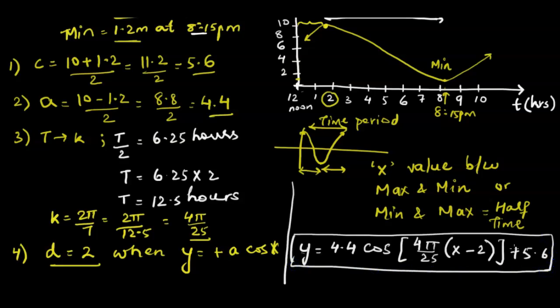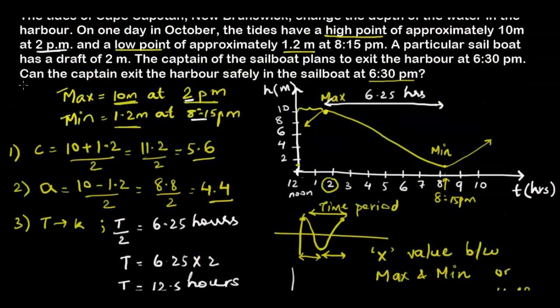Now coming back to the question, it is asking us to find out if the captain can exit the harbor safely in the sailboat at 6:30 p.m. We know 6:30 p.m. would be somewhere here, and the sailboat has a draft of 2 meters. Draft of 2 meters means the sailboat can only move in water that is at least 2 meters deep. So we need to find out what the depth of water is going to be at 6:30 p.m.